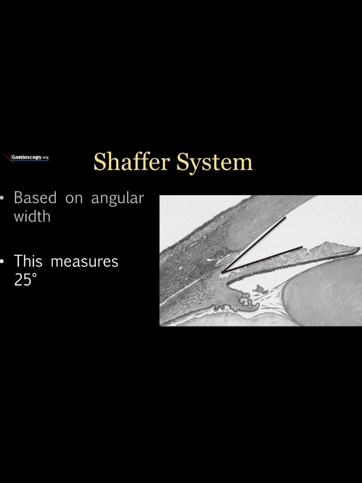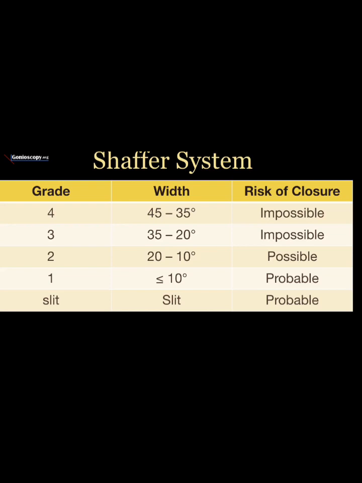And this angle, which I measured with the protractor, is 25 degrees, which would be grade 3 in the Schaefer system. So in that system, grade 4 is 35 to 45 degrees, and on down, as you can see there. Really, the easiest way to remember it is if you just drop the last digit from the angle width, you're pretty close to the Schaefer angle. So if it's 20 degrees, that's grade 2, 30 degrees is grade 3, roughly. So drop the last digit. You can see that grade 1 and slit are probable angle closure, grade 2 possible angle closure.